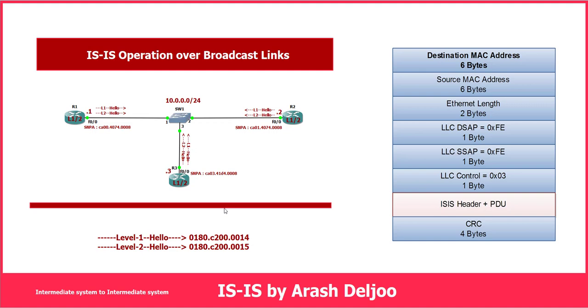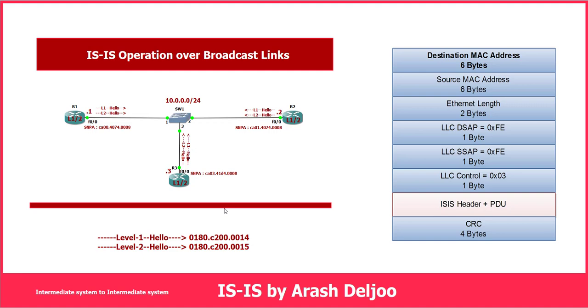You know that in ISIS we have two network types. The first is point-to-point and the second is broadcast. In broadcast networks or multi-access networks, ISIS uses the DIS function, or designated IS function. We talked about the designated IS in the previous videos, and we learned about the function of this router. After that, now we can learn more about the ISIS operation over broadcast link.